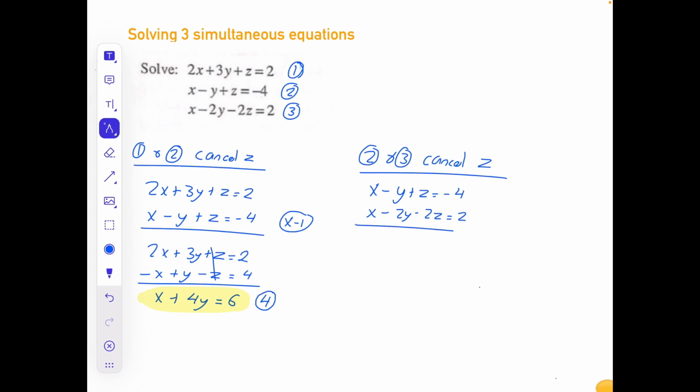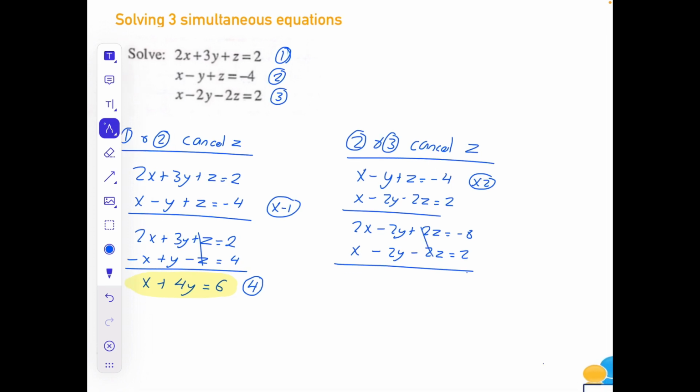I want my z's to cancel, so I need to make that top line a positive 2z. So I need to multiply that top line by 2. So 2x minus 2y plus 2z is equal to -8, and leave the bottom line alone. Z's will cancel. 2x plus x will give me 3x. Minus 2y minus 2y will be -4y is equal to -8 plus 2 will give me -6. I'm going to call that equation 5. Again, I'm going to highlight it because it's super important, and it's going to be used in our next step.